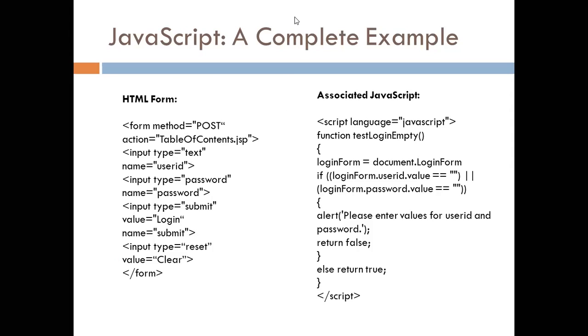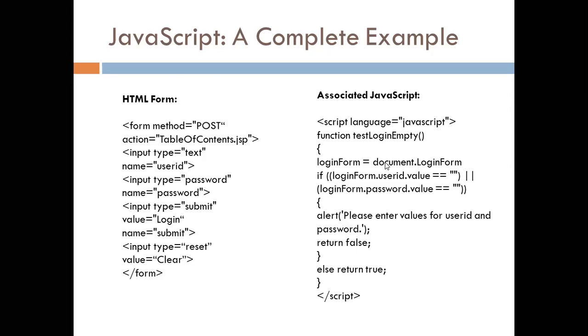An example of JavaScript can be like this. The same password page over here. The HTML form is on the left side. So action, this one like this. The associated JavaScript can be written like this. Function testLoginEmpty. But here there is no link between this one and this one, so that has to be specified. So function testLoginEmpty.